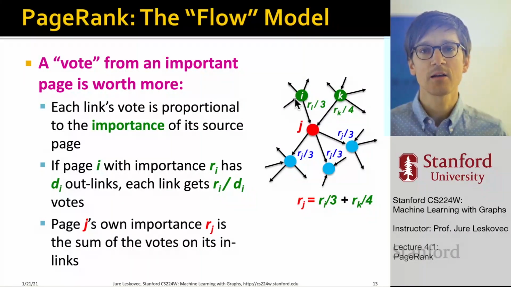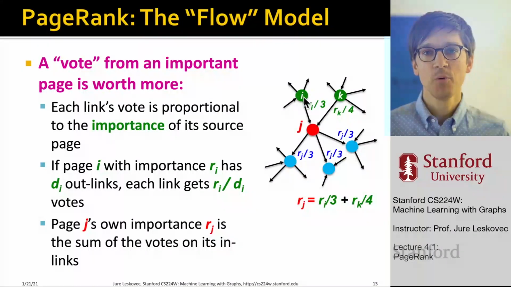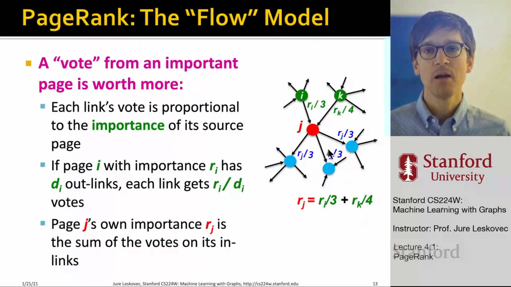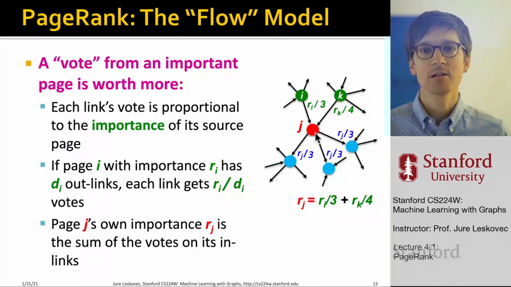Node i here has 3 outlinks, so its importance r_i gets split 3 ways, and 1/3 flows over this link. So the importance of this node, r_j, is now the sum of the in-links that it receives. So it's r_i divided by 3 plus r_k divided by 4, because these are the 2 in-links. And then similarly, node j takes its importance, and because it has 3 outlinks, it divides it 3 ways and sends it forward to the light blue nodes. This is essentially the idea here.